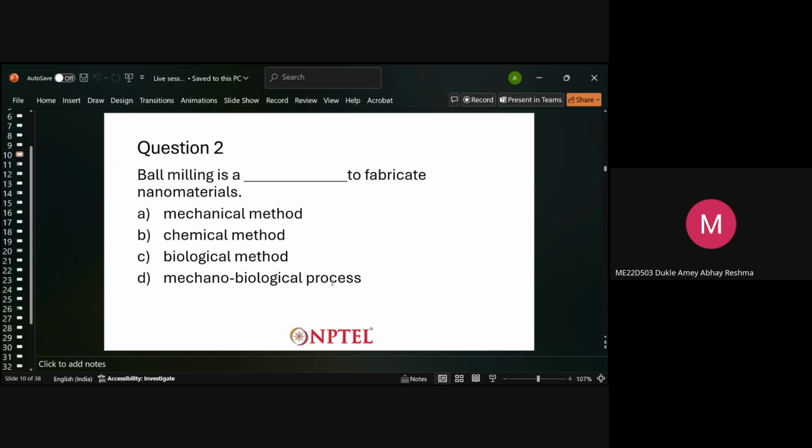You use like a solder process, or the co-precipitation methods. In the biological method, you use something biological, like organisms like bacteria, to fabricate nanomaterials. So the answer here is mechanical method.